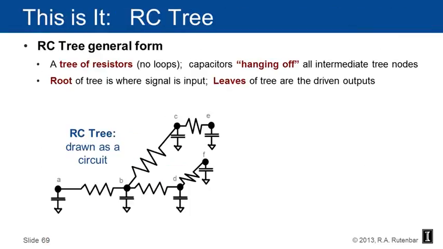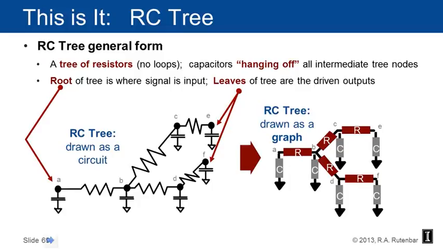So here's the RC tree in its general form. It's a tree of resistors. I'm showing you the tree again, but now I'm labeling the nodes so we can talk about it. There's a resistor from A to B, B to C, and C to E, a resistor from B to D and D to F. It's a tree. And there are capacitors hanging off all the intermediate tree nodes at A, B, C, D, E, and F. What hanging off means to a circuits person is it's connecting the node to ground. The root of the tree is where the signal is input, and so that's the A node. The leaves of the tree are the driven outputs, and so those are E and F respectively.